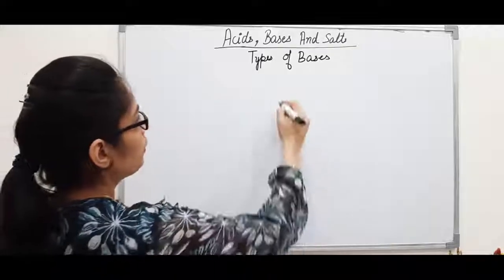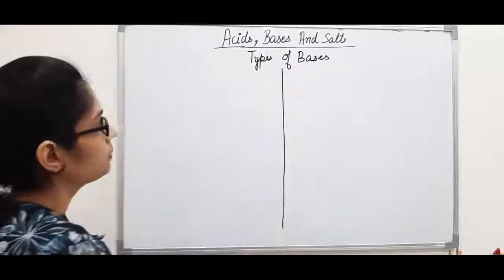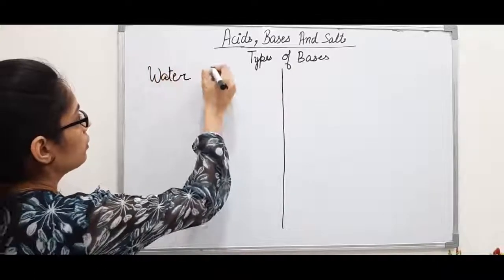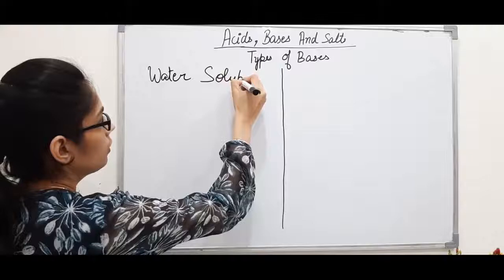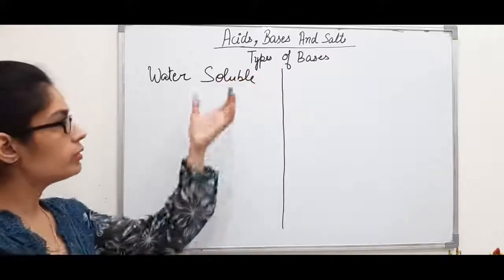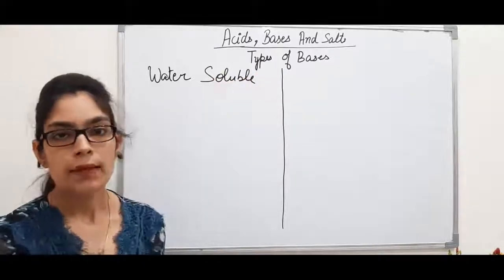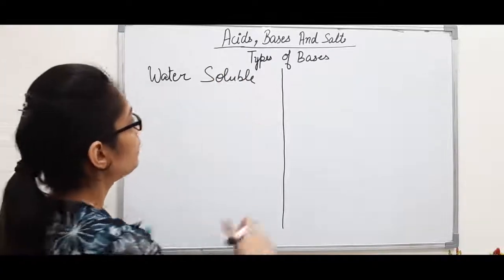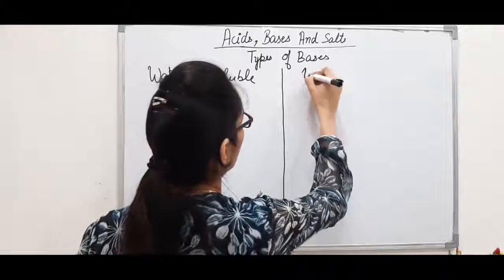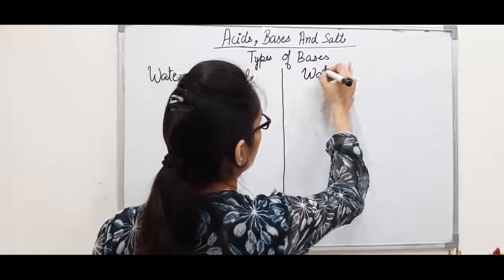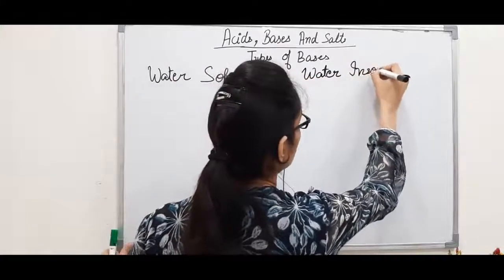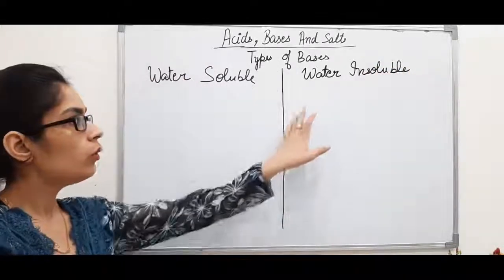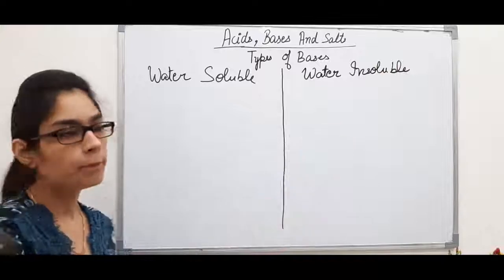So in types of bases, we have two types. First is water soluble. This word itself is suggesting any base which dissolves in water. And the other one we have is water insoluble. Insoluble suggests those bases which don't get dissolved in water.